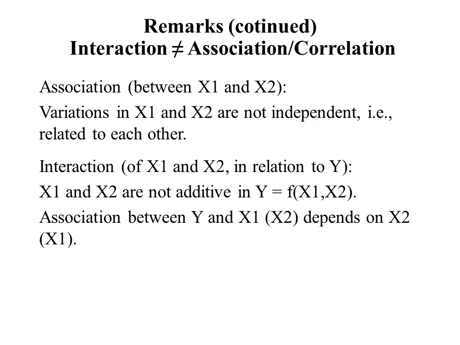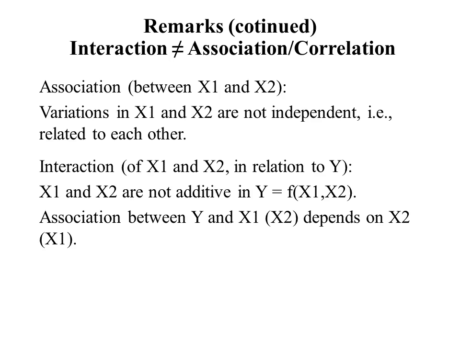Fourth, it is very important to clearly distinguish between interaction and association or correlation. The minimum number of variables that are associated or correlated with each other is 2. Variables x1 and x2 are strongly associated if variations in x1 and variations in x2 are closely related to each other. But a two-factor interaction involves 3 variables. It is an interaction between x1 and x2, in relation to y.